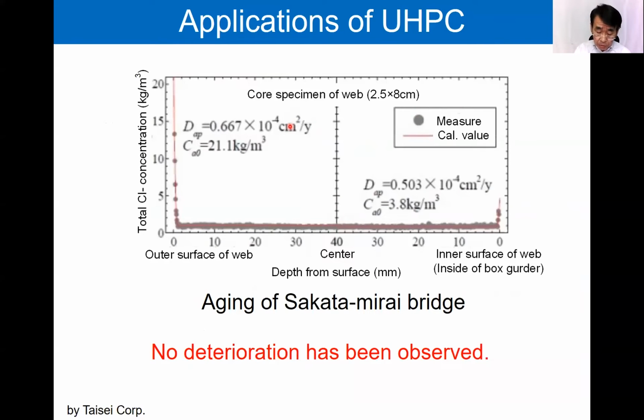This graph shows the depth of chloride ion penetration. This side here is the outside of the web. As you can see, the depth of the penetration is a few millimeters as expected, only in this area. This means that there has been no deterioration at all in the 10 years.